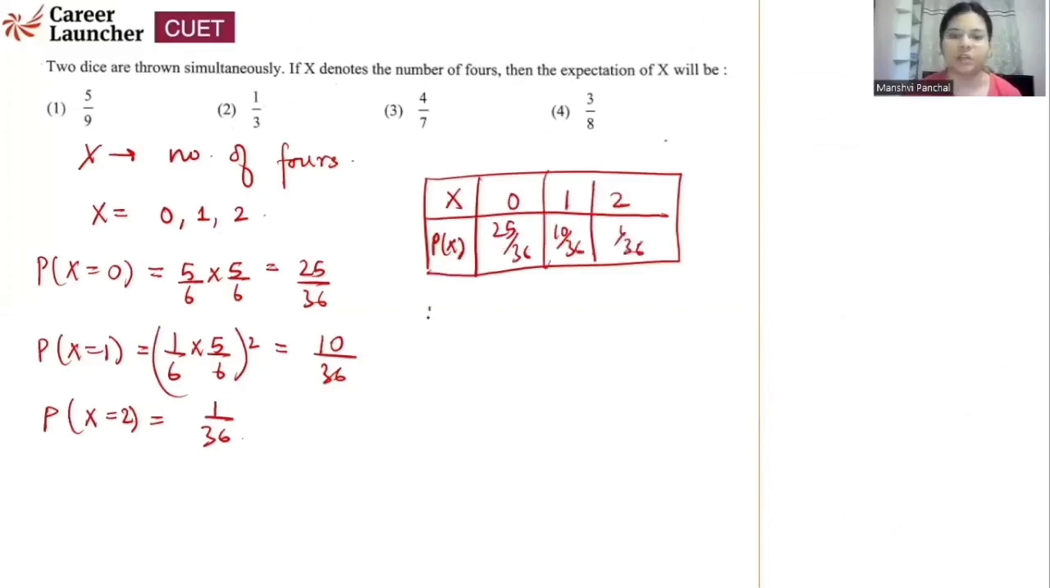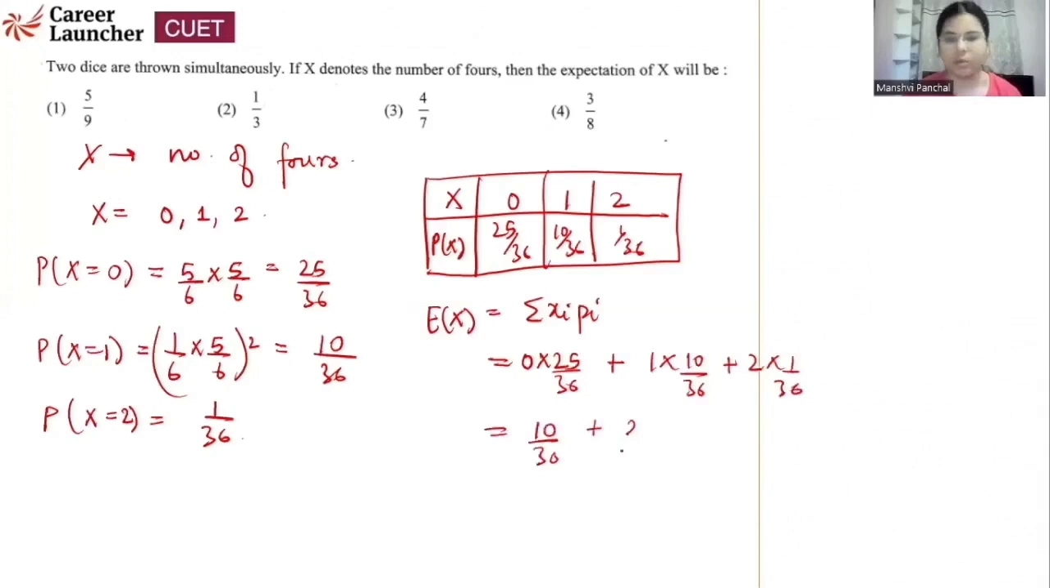So expectation, E(X), will be summation x_i p_i. It means 0 into 25 by 36 plus 1 into 10 by 36 plus 2 into 1 by 36. So it will be 10 by 36 plus 2 by 36. It means 12 by 36, which is 1 by 3. Hence, option number 2 is the correct answer.